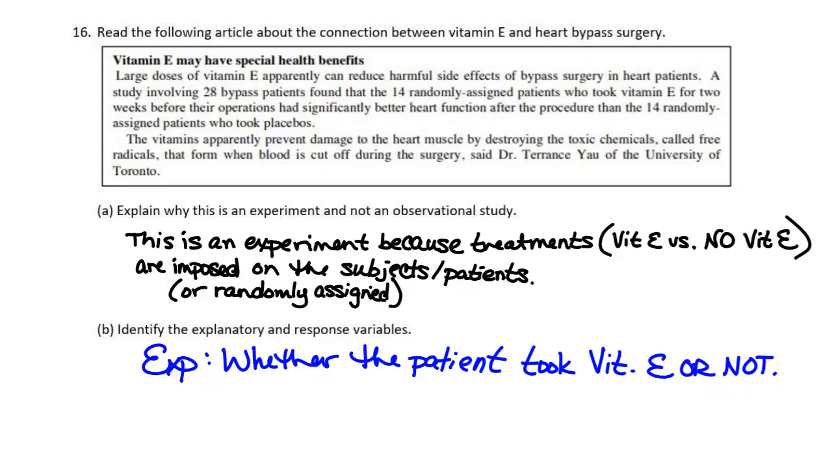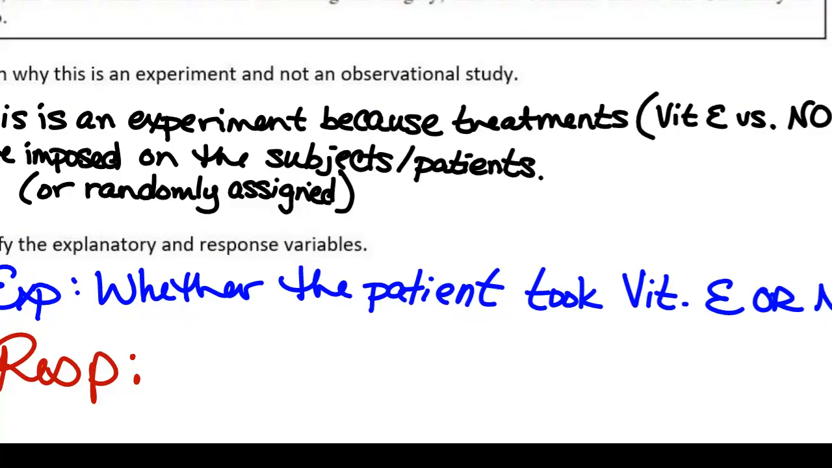So what would our response variable be then? Heart function after surgery. Specifically what? Because remember, we talked about this has to be measurable. Is the first variable, explanatory variable, measurable? Can you see or observe? Would someone have access to that information, that you have a yes or no on that? Yes. So if we say heart function after surgery, like, what do you mean?